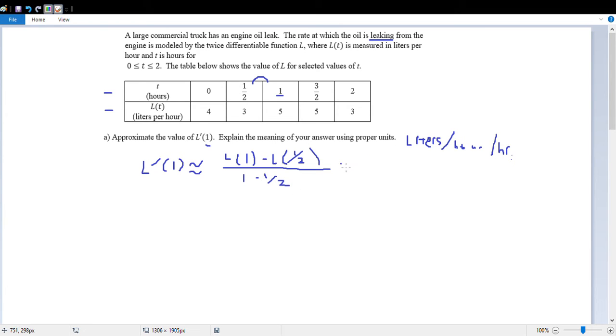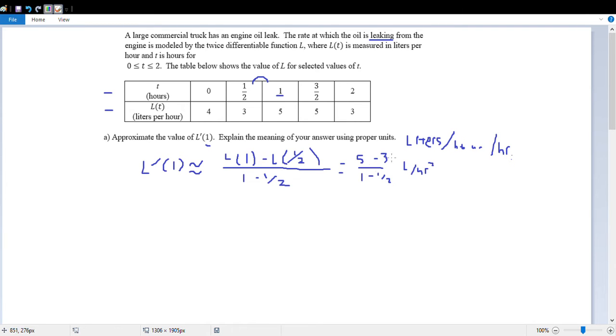Okay, so that's going to end up being L of 1 is 5, L of 1/2 is 3, over 1 minus 1/2. I'll just leave it like that. And that's going to be liters per hour squared. All right, so there's no reason for me to go and try and evaluate this quotient here.